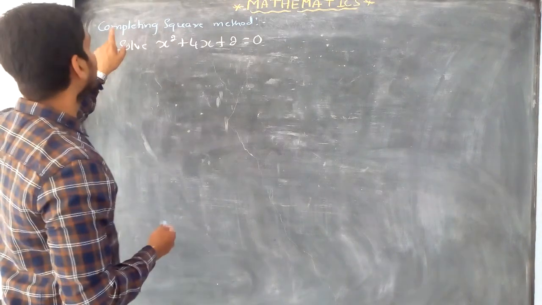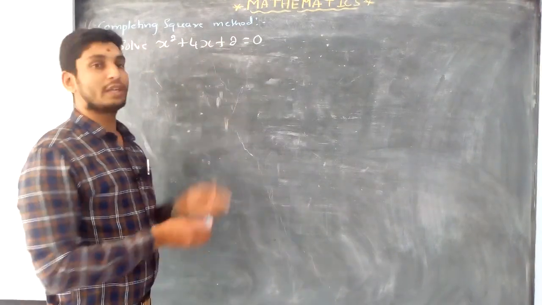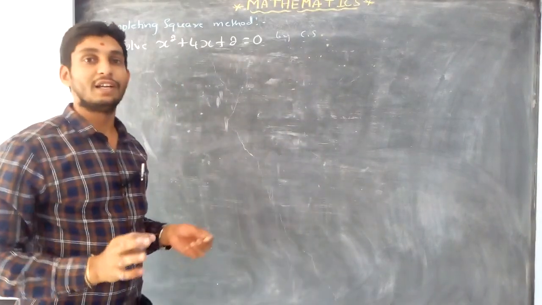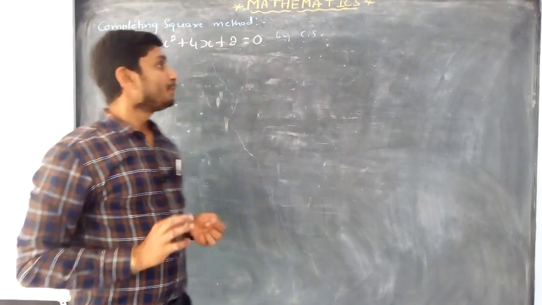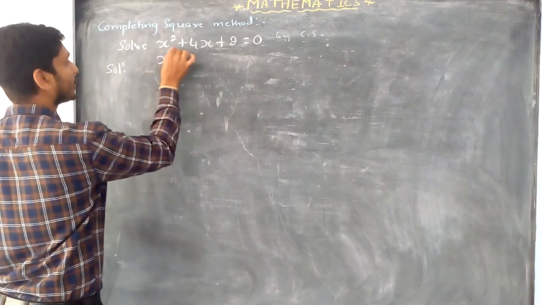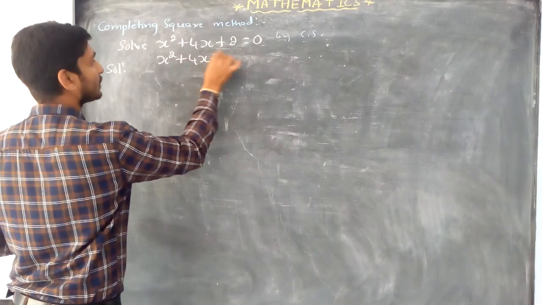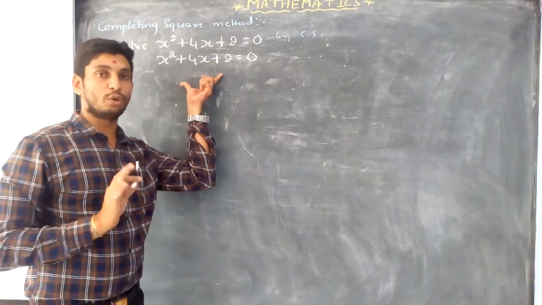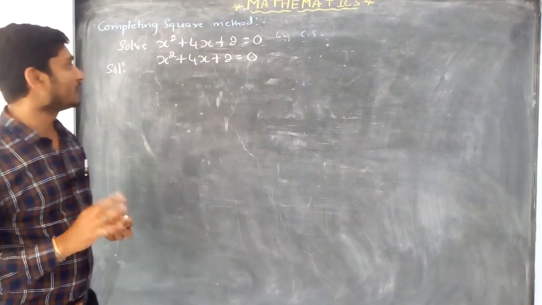Question is like this: solve x square plus 4x plus 2 equals 0 by completing square method. CS method means completing square method. First of all you have to see the solution. Write the question. What is the question? x square plus 4x plus 2 is equal to 0. First of all, it is in standard form. Okay, one rule is satisfied here.